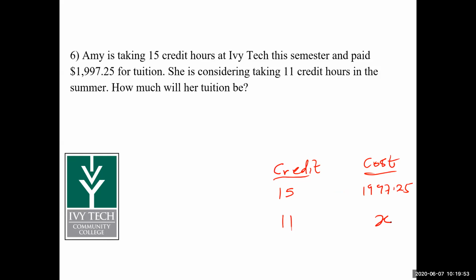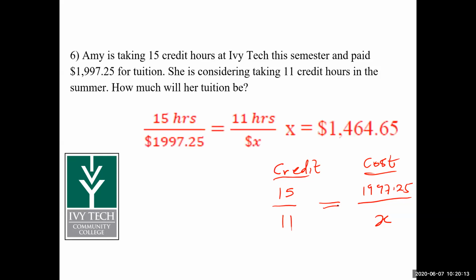Okay. So once I have this, I just introduce division sign and I'll introduce an equal sign. Okay. Right away, I have 15x and then it's equal to 11 times 1997.25. I divide both sides by 15 and we have Amy's cost of tuition as 1464.65. Okay, this is pretty simple.